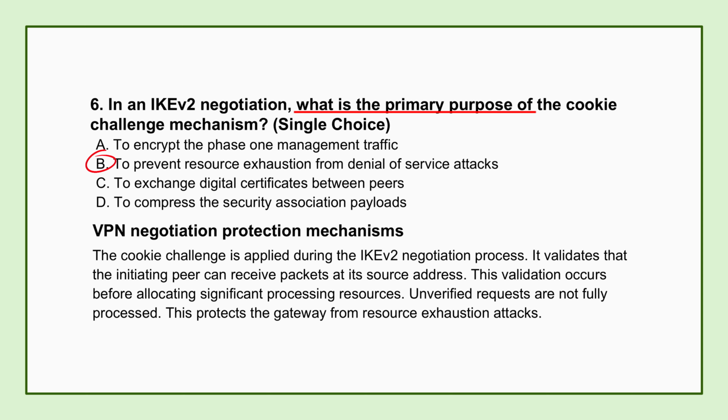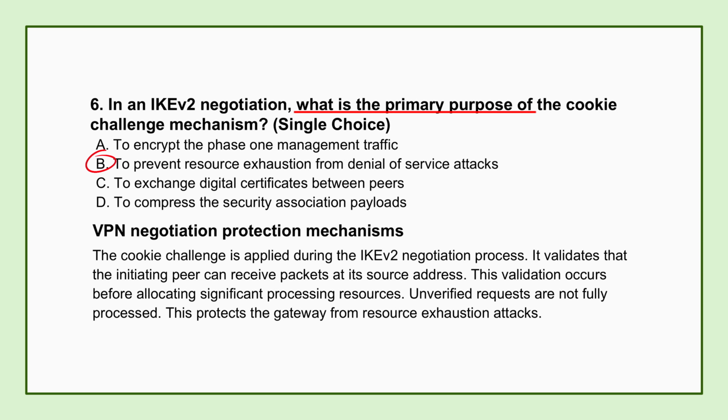And what does the cookie challenge physically do to stop that? It's basically a very lightweight initial handshake. The VPN gateway gets a request, and instead of spinning up all its resources, it just sends a little cryptographic cookie back to the source address. Okay. The initiator has to send that same cookie back to prove it's really at that address. Only after the gateway verifies the cookie does it dedicate the heavy resources to building the actual VPN tunnel. It's a way to filter out the fakes before you waste your energy.